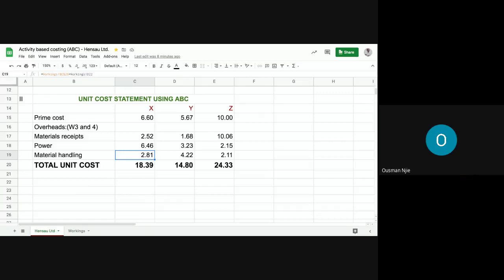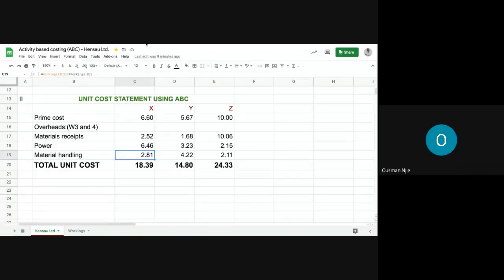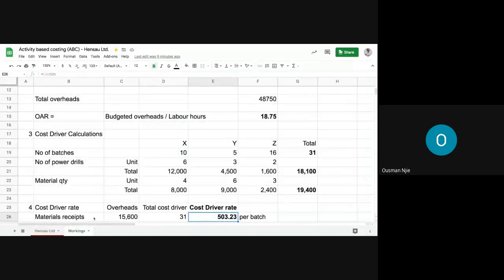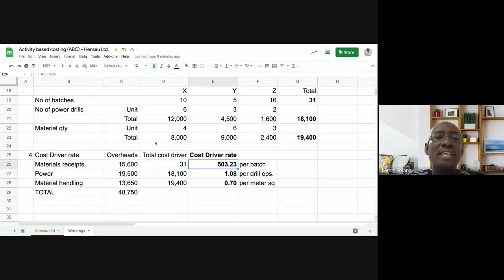Yes, I understand that. You understand all that. So what is it that you don't understand, Usman? Why do we calculate that 8,000 there in order to determine the OAR? Yeah, don't call it OAR here, please.